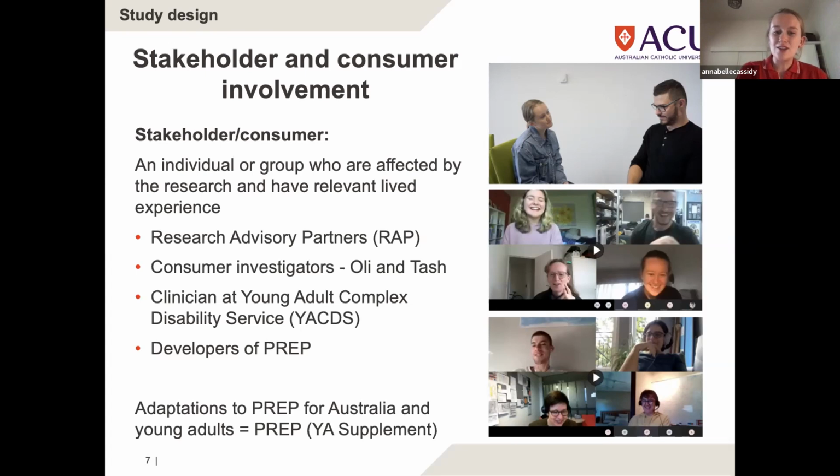These stakeholders and consumers were really important members of our team because they shared their lived experience, and this helped to ground our research. Together, we identified some adaptations that were required for PrEP to be suitable for Australia and for young adults. The adaptations that we made together have been developed into a supplement, which is called the PrEP-YA supplement, PrEP for young adults.